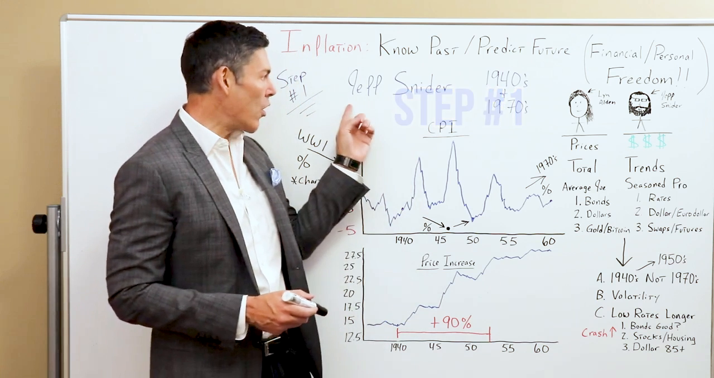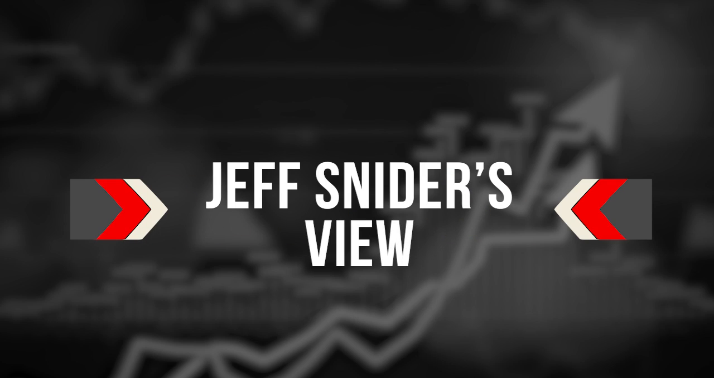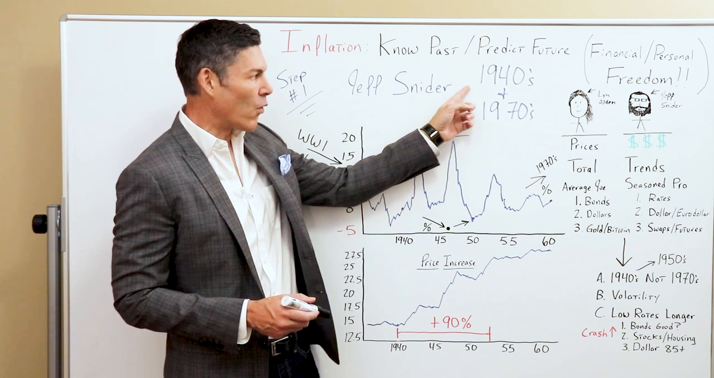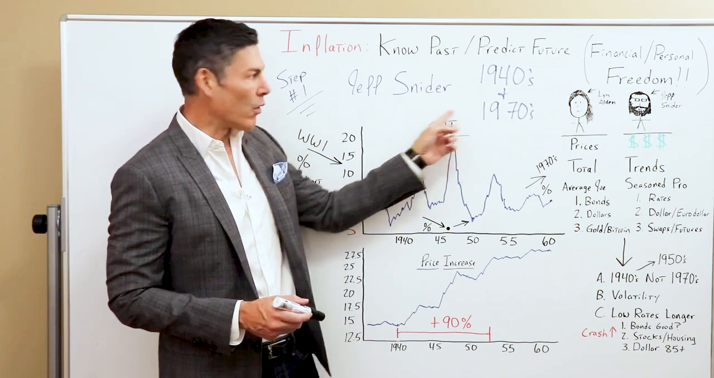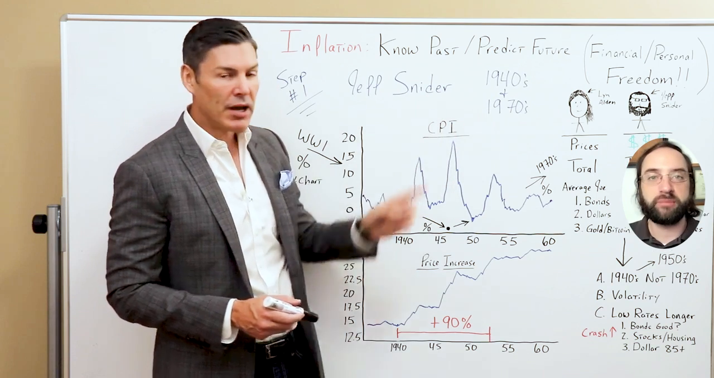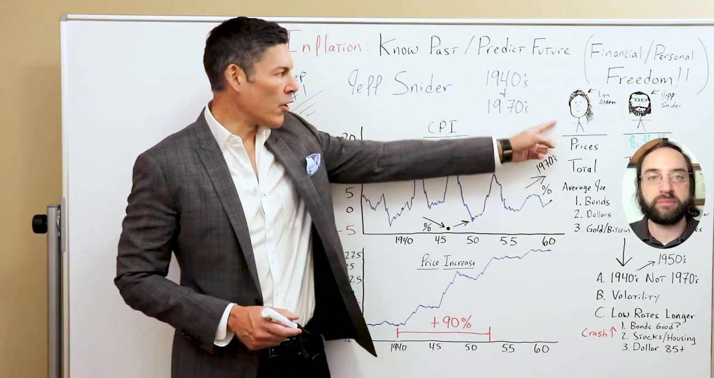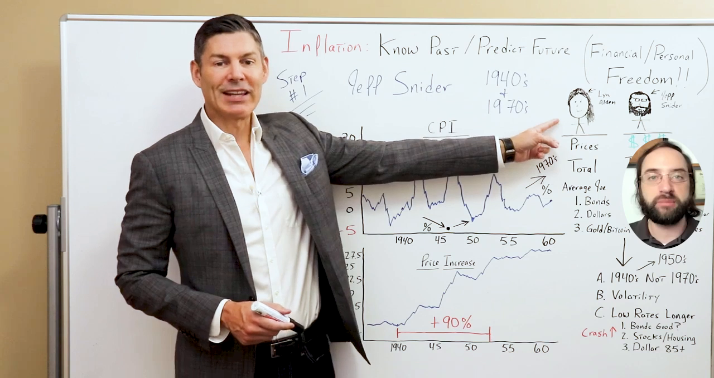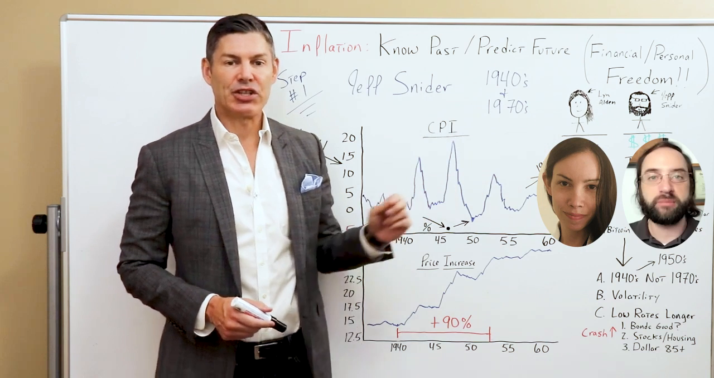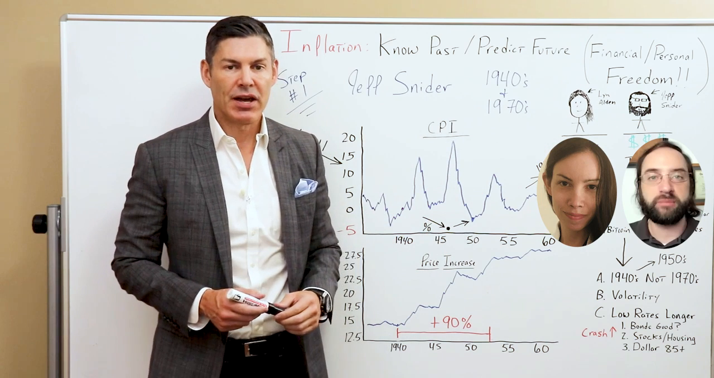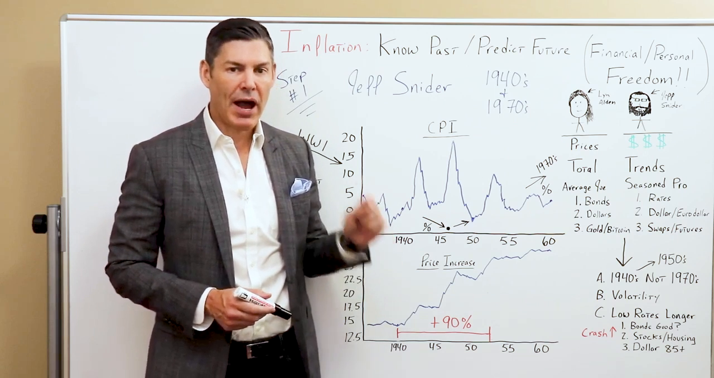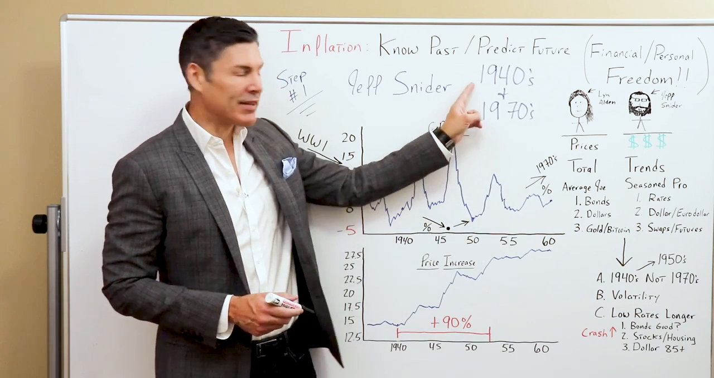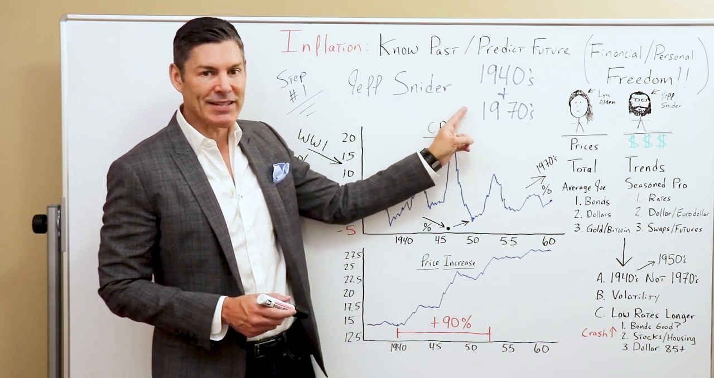Step number 1, let's go over the view from my good buddy, Jeff Snider. We're going to talk about the 1940s inflation and the 1970s. We're going to look at Jeff Snider's view, and then in step number 2, we're going to go over the view of my other very good friend, Lyn Alden. I think that Lyn and Jeff are the top macro thinkers in the business today. But let's start by going over how Jeff looks at the 1940s and the 1970s.